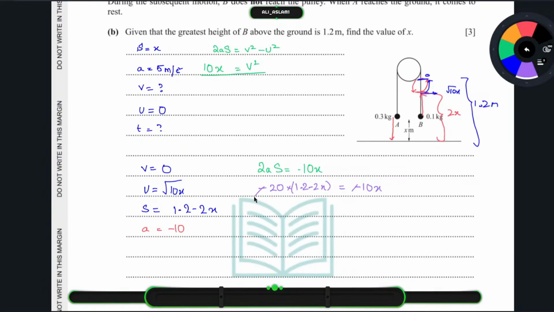Minus 10x, minus cancels out, that becomes 1 by 2 x, 1.2 minus 2x, that becomes 2 plus 1 by 2, 2.5, 0.5x, and 1.2 divided by 2.5, 0.48. X is equal to 0.48 meters.